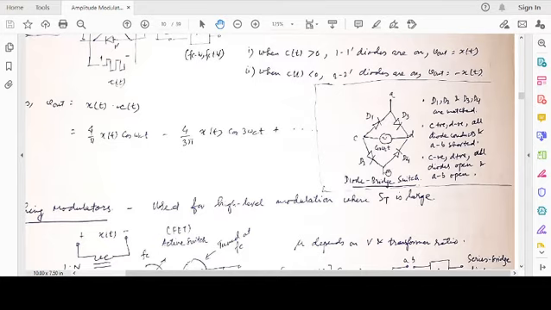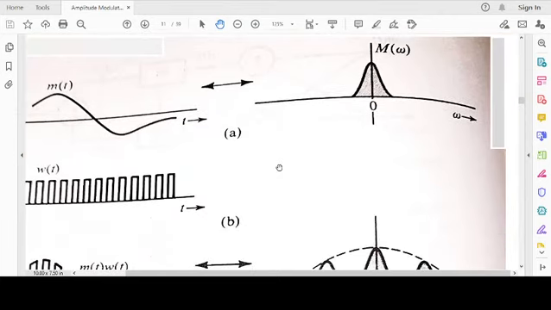When points A and B are shorted, it means it's conducting. When the carrier is in the negative half, it's open. Okay. So how does it look? It will look something like this.